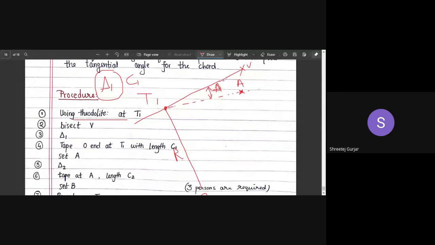Similarly, you will know delta 2. So turn your theodolite in terms of degrees to delta 2 and keep it in this direction. Then using your tape from this particular point, you mark your chord interval, that is 20 meters. You have set that you will be using a chord interval of 20. Sorry, not this particular length.